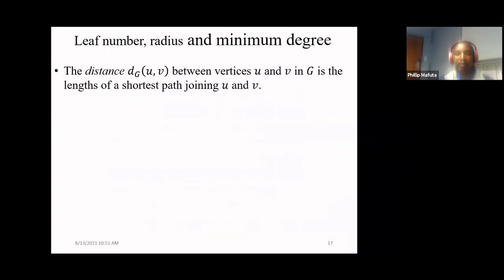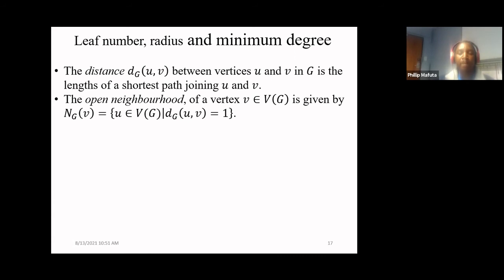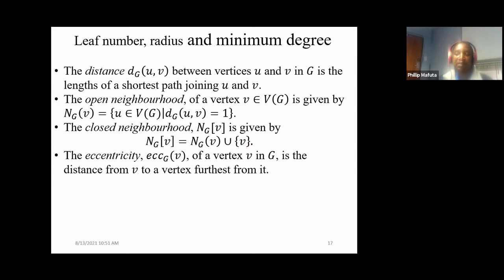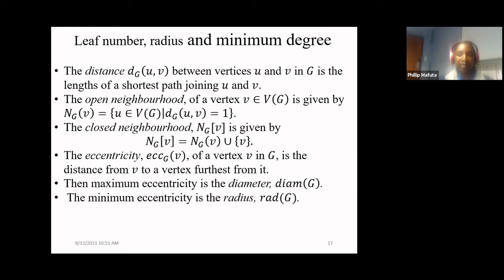Let's go to the next section, which is bounds on the radius and minimum degree. The distance between two vertices is the length of the shortest path from u to v. The open neighborhood of v are those vertices which are distance one from v, and the corresponding closed neighborhood is the open neighborhood union the vertex v. The eccentricity of v is the distance from v to a vertex furthest from it. The maximum eccentricity is the diameter, denoted diam G, and the minimum eccentricity is the radius, rad G.